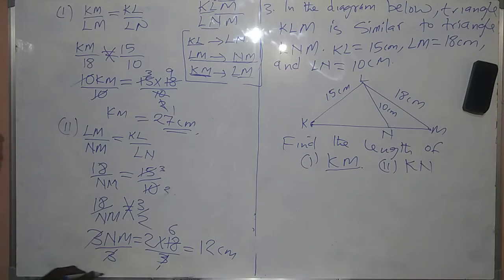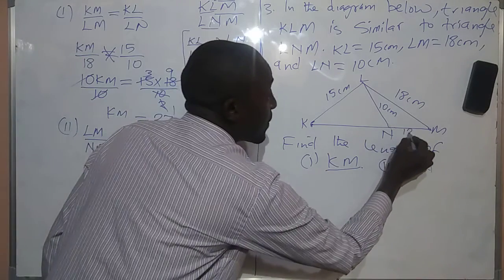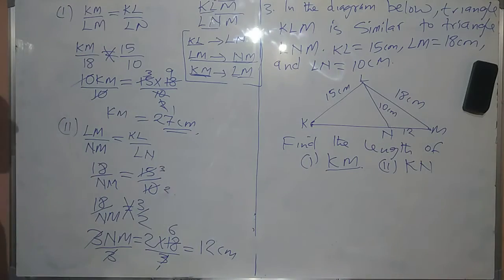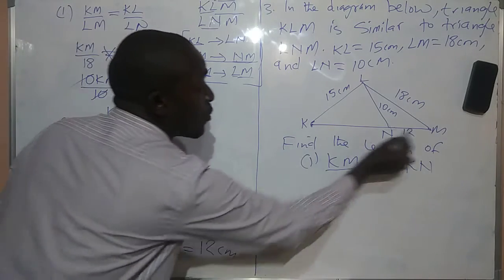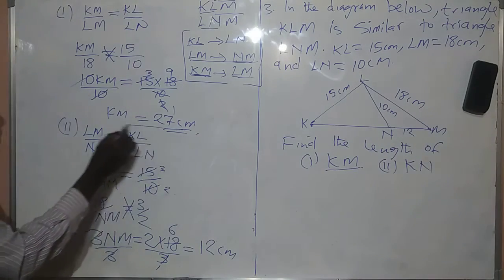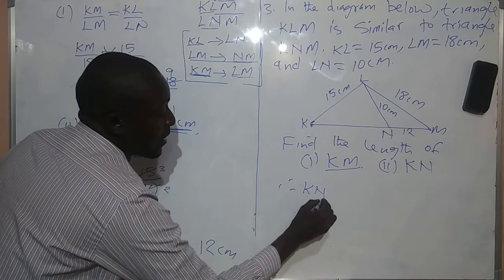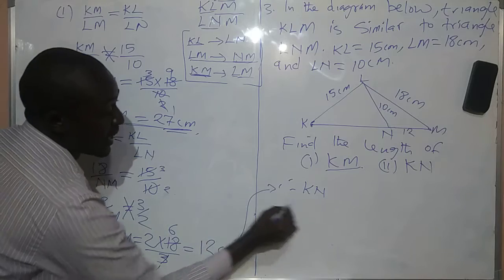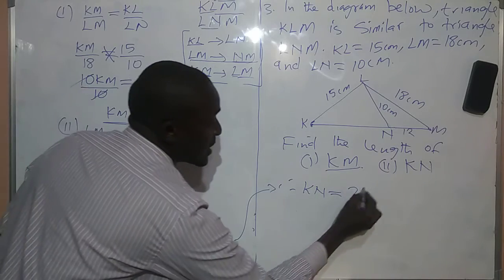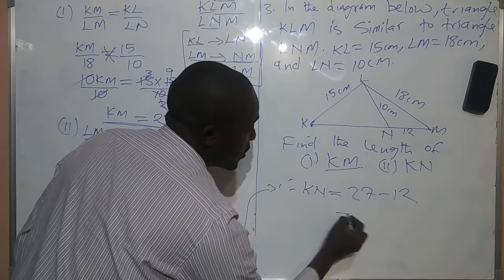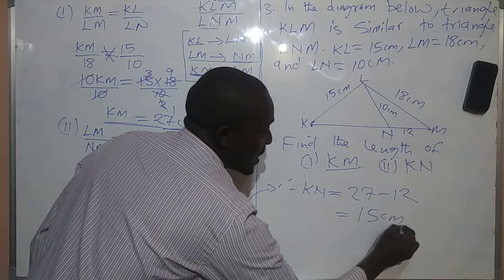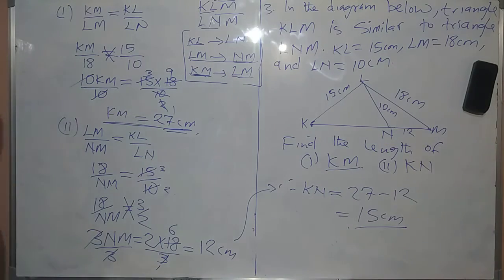Now, what we have found is NM, it's 12 here. But the whole thing from K to M there, we found 27 cm. So therefore, KN, okay, we are continuing this side. KN will be equal to 27 minus 12, which will give us 15 centimeters as the KN.